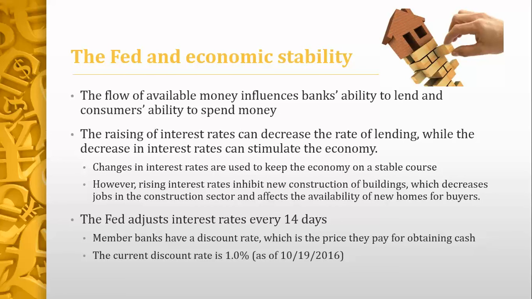And member banks have a discount rate, which is the price they pay for obtaining cash. What this means is member banks buy money from the Federal Reserve in their district. They pay an interest rate, which in this case, the current discount rate is 1% as of October 19, 2016. And they will pay 1% to get that money, and then they will lend it out at a higher rate.